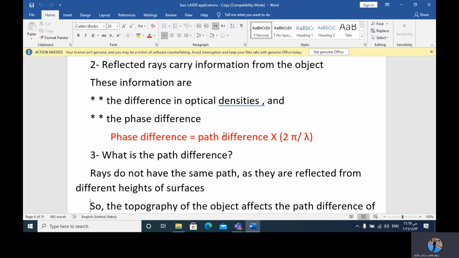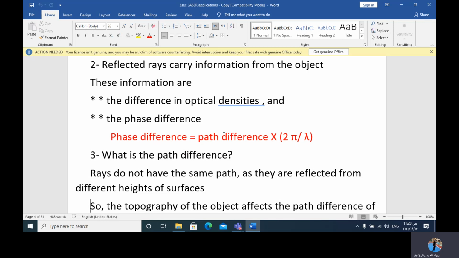But in normal images, we don't have the whole truth coming from the object, but only a two-dimensional image, which can be formed if we only care about the difference in optical densities, not the phase difference. Okay, so what makes the difference is the phase difference. What is the phase difference? The phase difference is simply an indication of the topography or the surface of the object itself. It gives me the three dimensions.